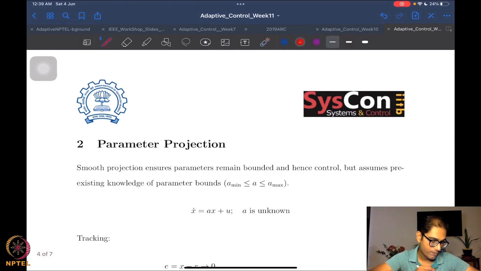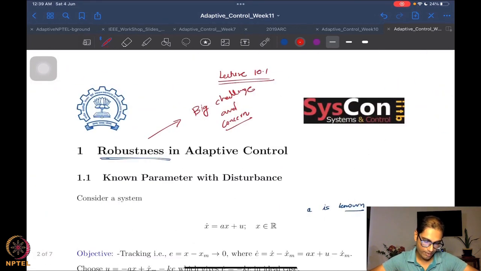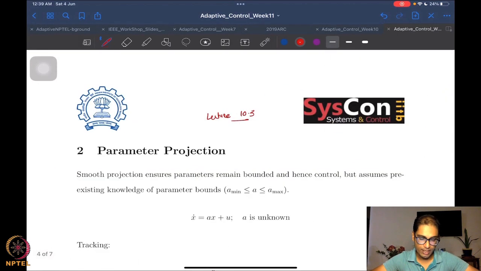So let me mark this as lecture 10.3. In fact, I want to see, did I mark last time? I marked here, but I forgot to mark last time, so I am going to mark this as lecture 10.2, and today we are at lecture 10.3.